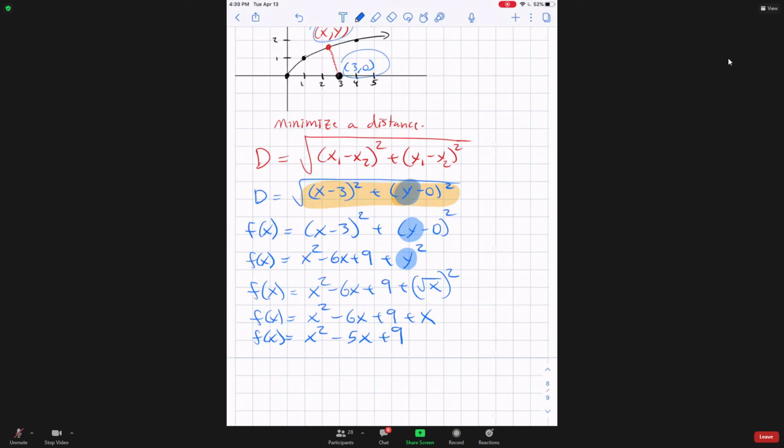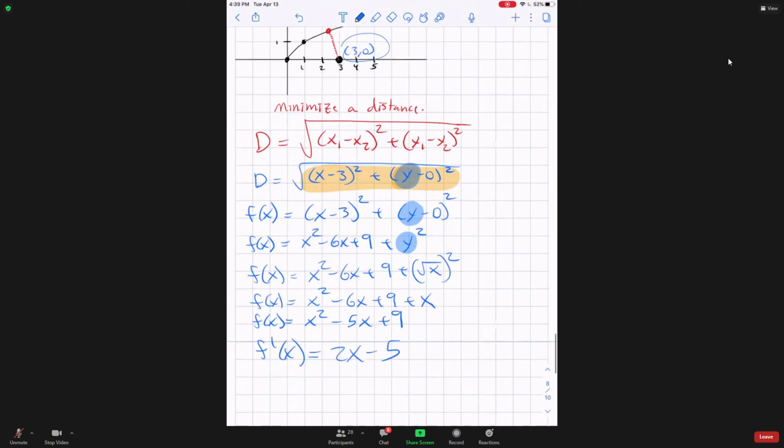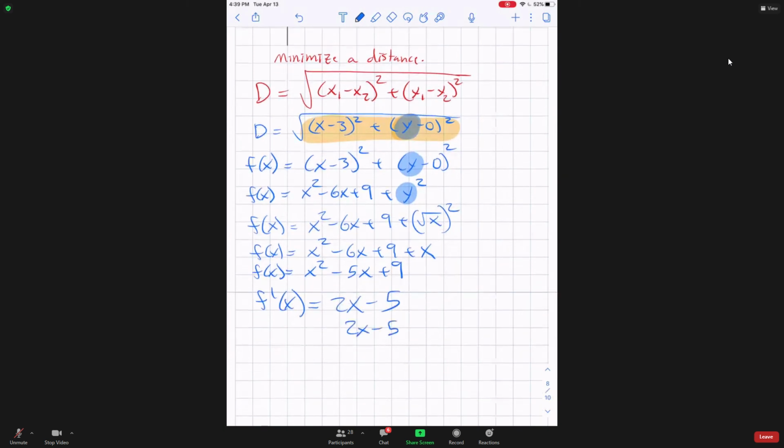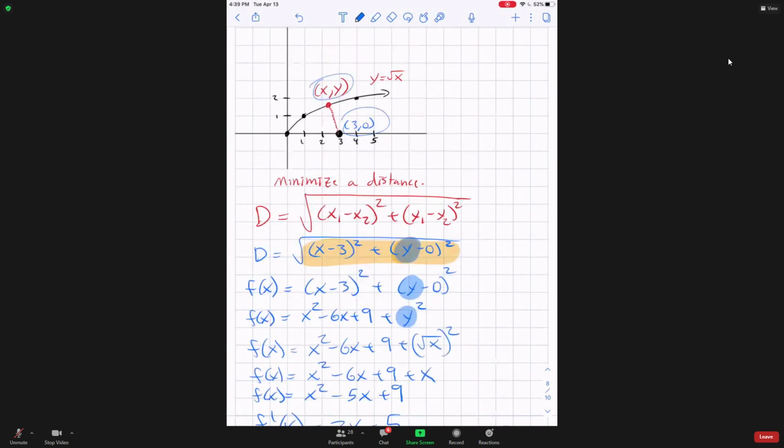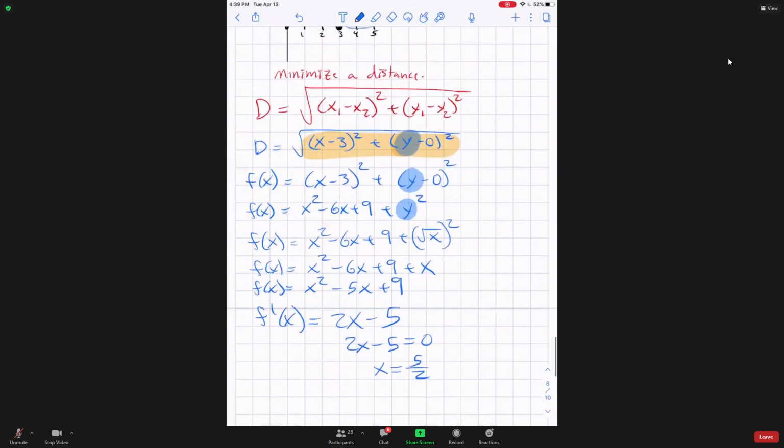Now, where do minimums or maximums occur? At critical values. So we're going to take the derivative and set it equal to 0. So here we go. The derivative is 2x minus 5. Set it equal to 0. X ends up equaling 5 over 2. Let's see if that makes sense looking at our picture. Yeah, it does make sense. Look, I almost have it at 2.5 right here. Now, if I want to know the point, I still got to get the y value.